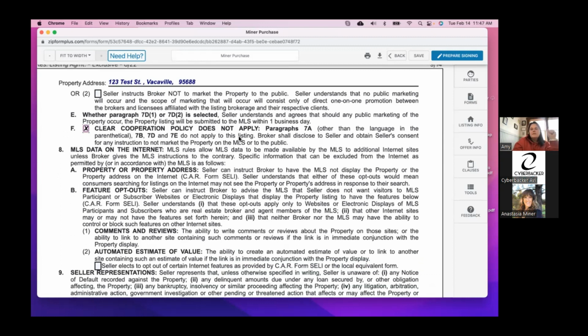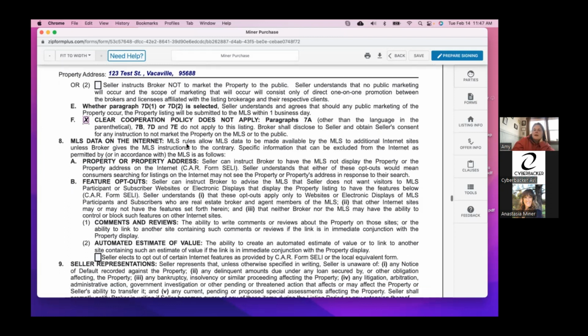Broker shall disclose to seller and obtain seller's consent for any instruction to not market the property on the MLS or to the public, right? So this, we can say, hey, it does not apply. We still want to do that SELM form though, just so you know, if we're not going to put it in the MLS right away, with instructions on what our plans are with that. So you can put the clear cooperation policy does not apply. This allows us also to market it as a coming soon, even before it's in the MLS.